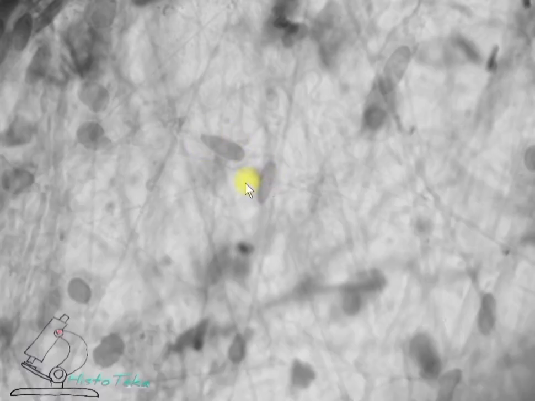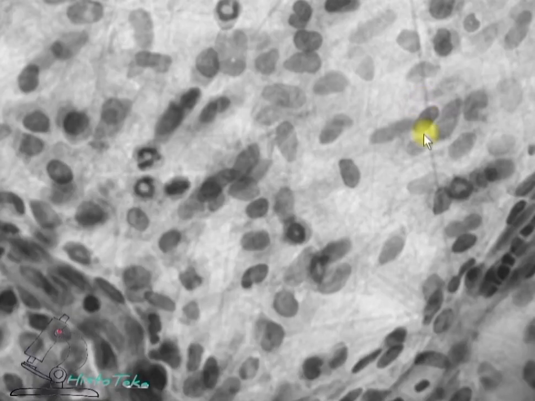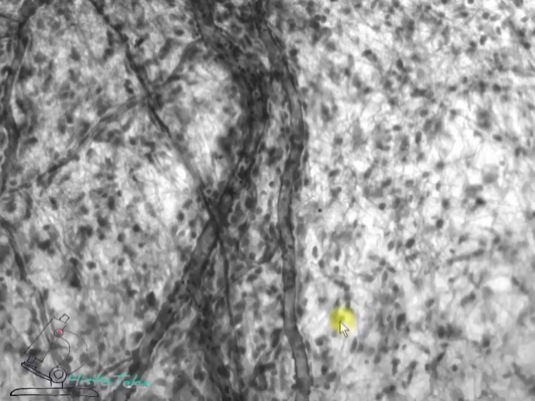Fibroblasts are elongated with processes and oval nuclei. Their cytoplasm is faintly colored. The boundaries are indistinct, so we can clearly see only large oval nuclei on the preparation. These cells are the most numerous in the loose connective tissue.